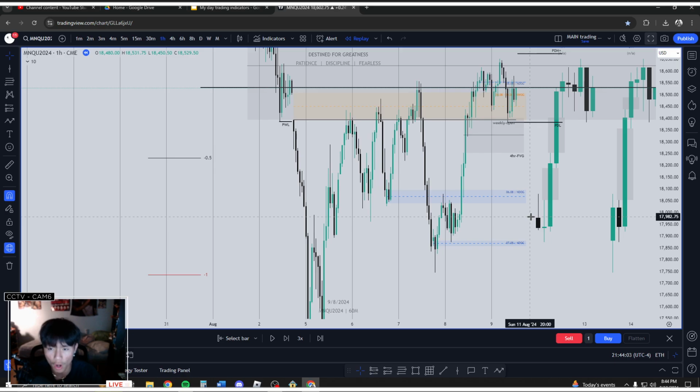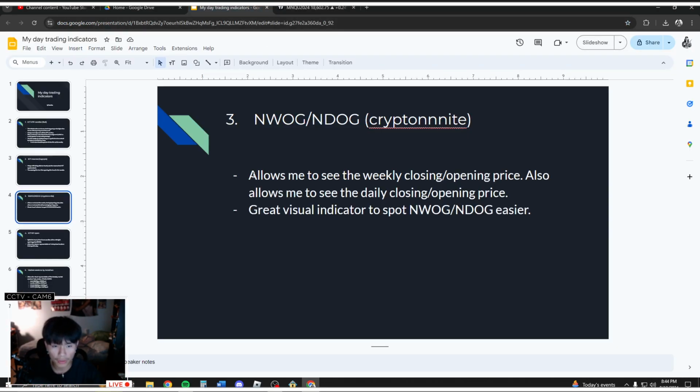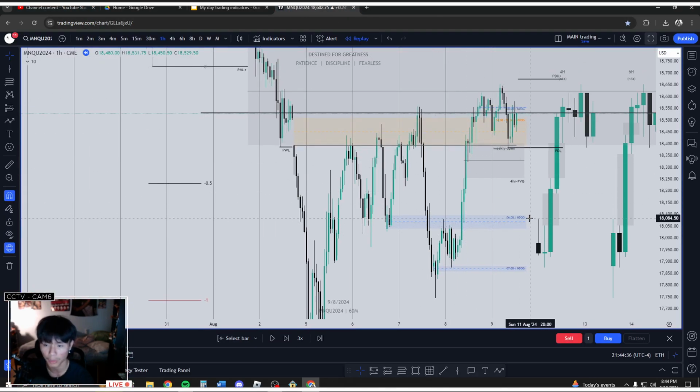It just gives me more confluence whenever there's a new day opening gap or new week opening gap that crosses a fair value gap. All right, and let's see what I have here. So, like I said, it allows me to see the weekly opening. It allows me to see the weekly closing and opening price. It's just a great visual representation. I'm not required to do much. All I have to do is just look for an orange or blue shaded horizontal zone. Super simple.